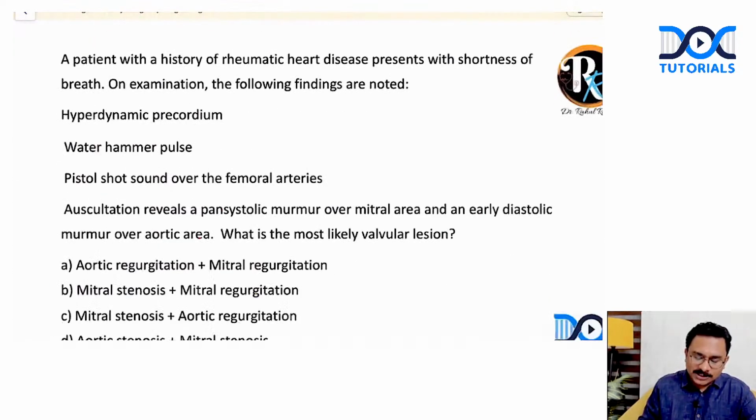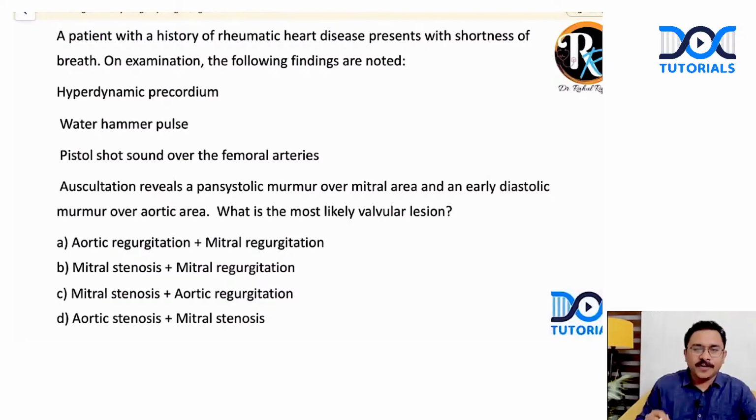Now coming to the next question: a patient with a history of rheumatic heart disease presents with shortness of breath. On examination, the following findings are noted. There is a very hyperdynamic precordium for this patient. There is a water hammer pulse, very important.